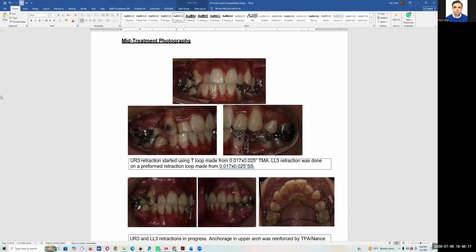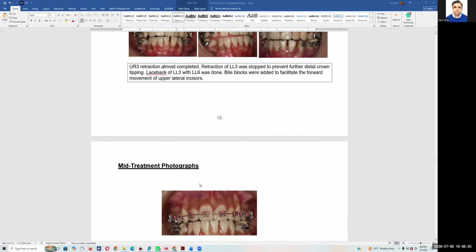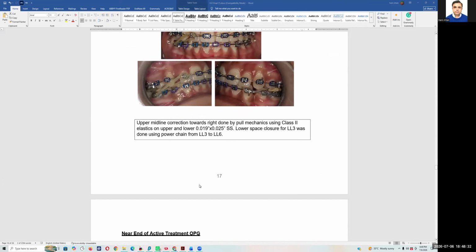Then in mid-treatment, that is very important. You write what you're doing, right? It actually helps you in Viva too. So just write what you're doing underneath or above every picture, right? In this case, it's written beneath, but you have to write in every case like what you're doing there.